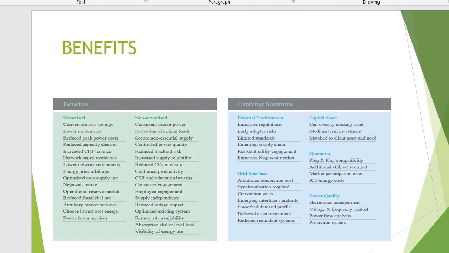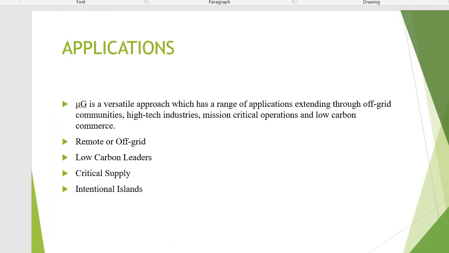When we talk about the non-monetized benefits, there is consistent secure power, protection of critical loads, controlled power quality, and reduced blackout risk. These things are very important. We also have employee engagement, consumer engagement, optimized existing systems, reduced outage impact, and visibility of energy use. So these are the benefits. When we talk about evolving challenges, there are external and immature regulations, early adopter risk, and grid interface. When you talk about grid interface, capital asset, operation and power quality, there are certain factors which act as evolving challenges for the existing grid.